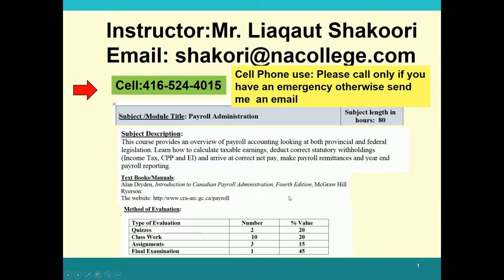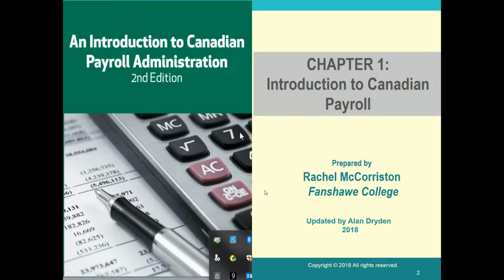The textbook we will be using is Introduction to Canadian Payroll Administration. This is the title of it, and you can get it online. We have some stock in the college, but getting that would be an issue, so I strongly advise that you order it by your own means. It could be a good resource, and I highly recommend that you have it.